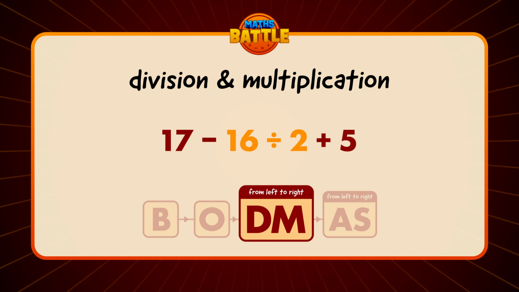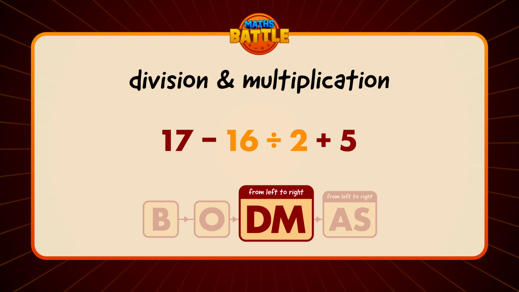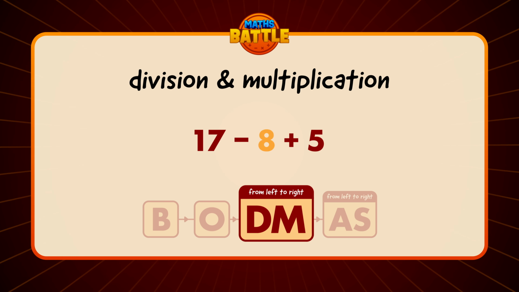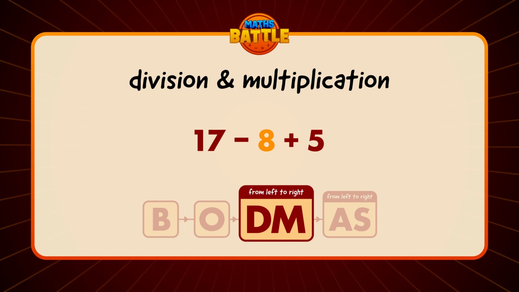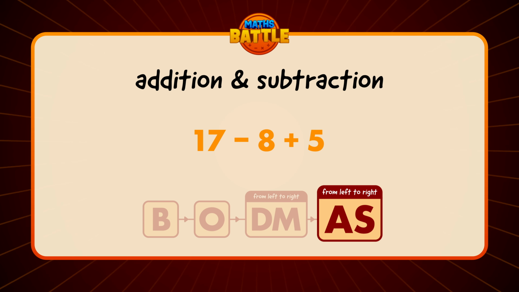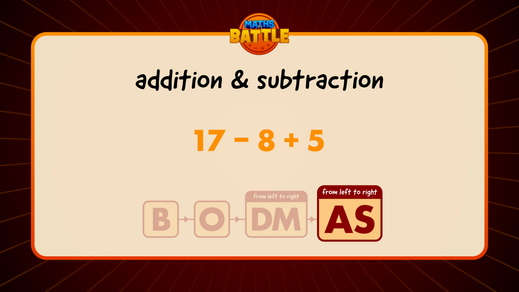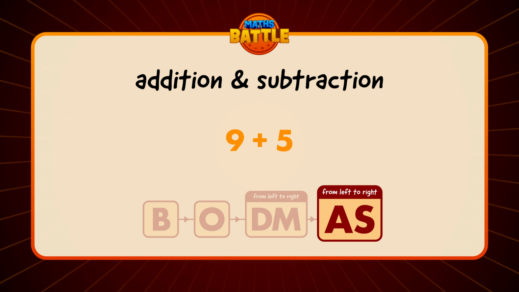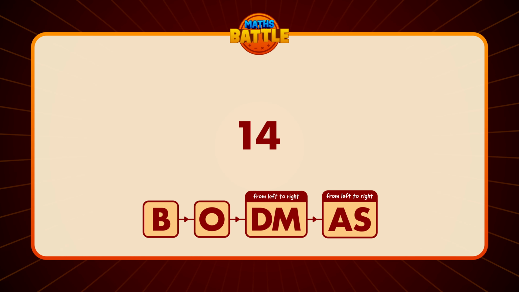Now it's DM, division and multiplication. 16 divided by 2 is equal to 8. Lastly, it's AS, addition and subtraction from left to right. I'll do 17 minus 8 to get 9, then 9 plus 5 to get 14.